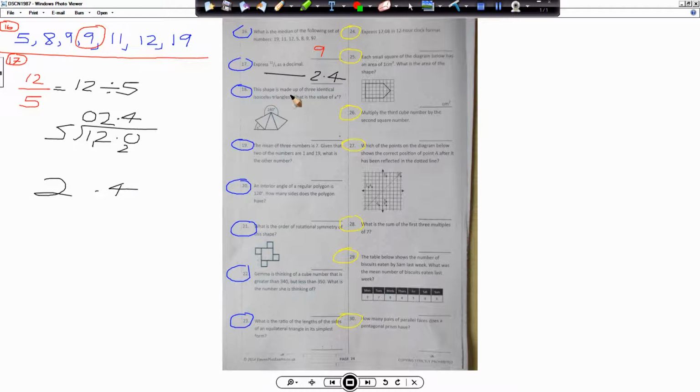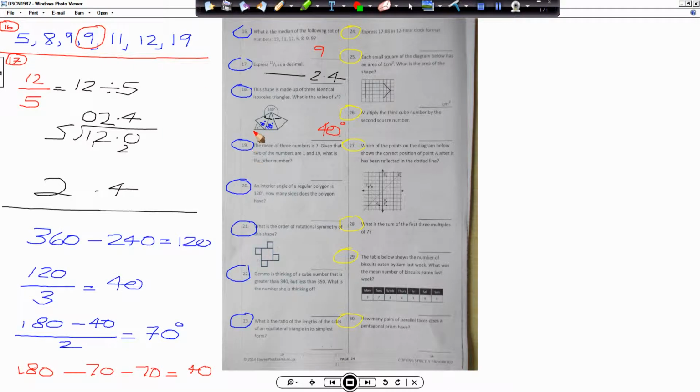Okay, this shape is made up of 3 identical isosceles triangles. What is the value of x? Okay. Let's put a line here. Now, for this question number 18, angles at a point around a circle, angles at a point, that will give you 360. So we've done 360 minus the 240 we're given, that gives us 120.